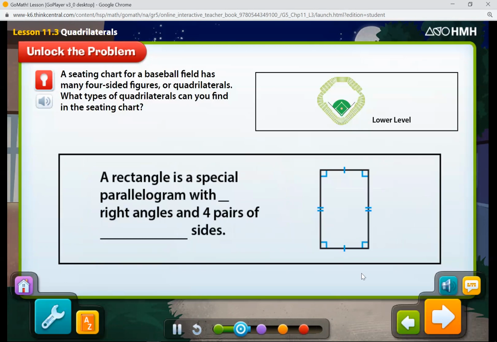Now let's look at a rectangle. All right, a rectangle is a special parallelogram with blank right angles. How many right angles?